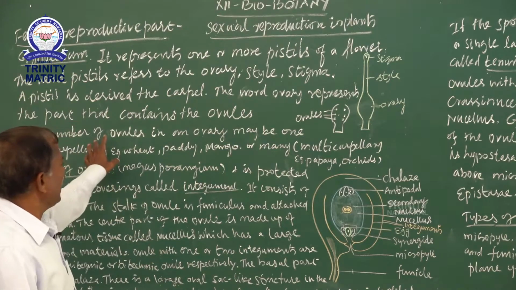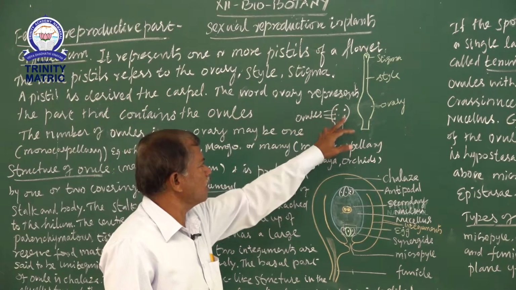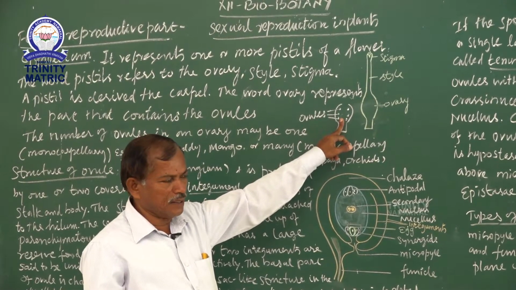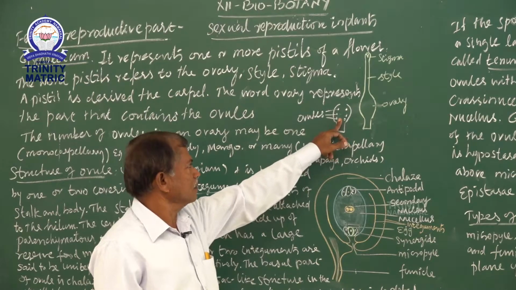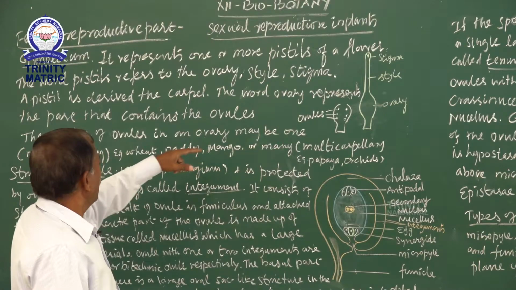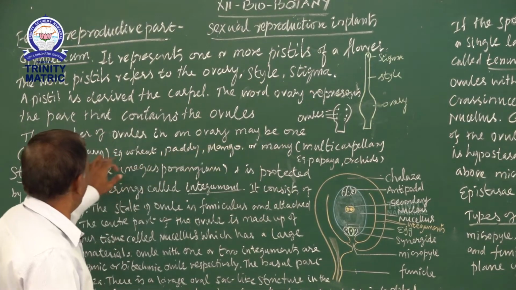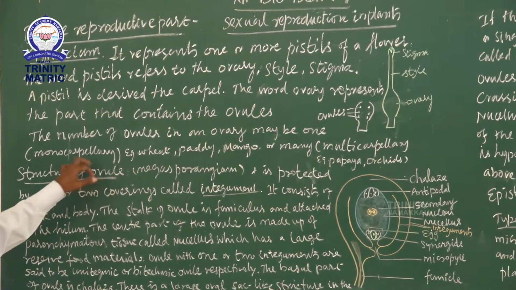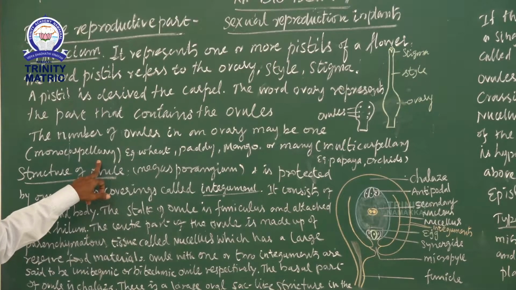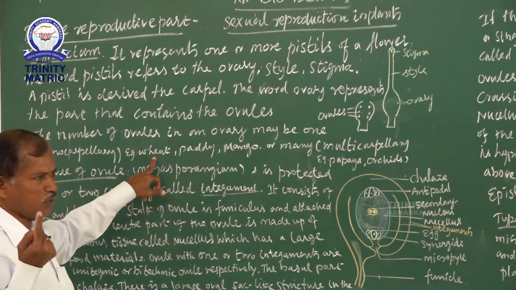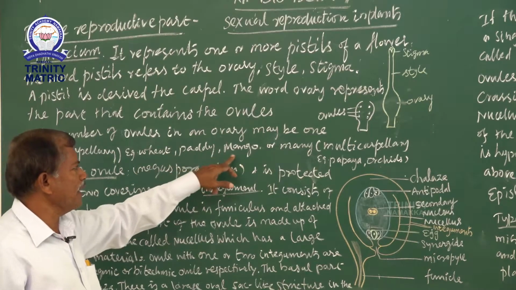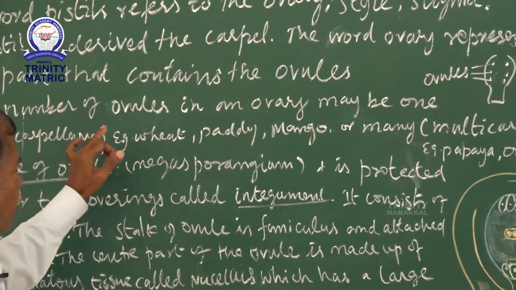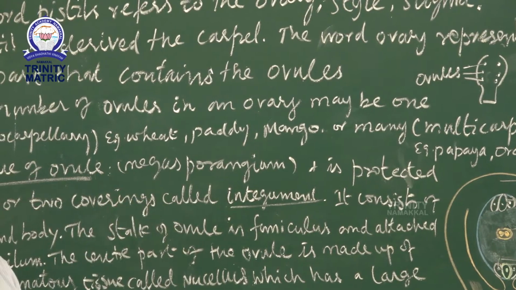Depending upon the number present, it is said to be monocarpellary, bicarpellary, tricarpellary, multicarpellary, etc. If there is only one in the ovary, it is called monocarpellary. For example, wheat, only one. Paddy, only one. Mango, only one. This type of plant is called monocarpellary.